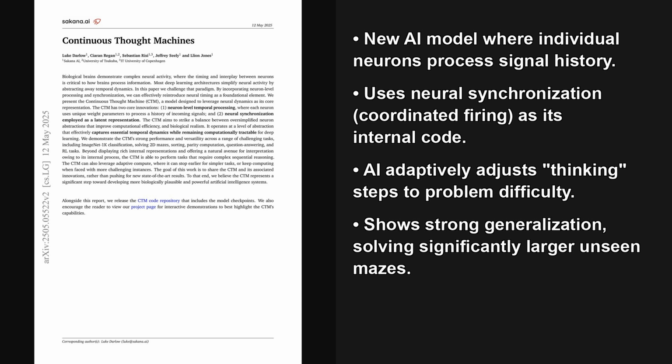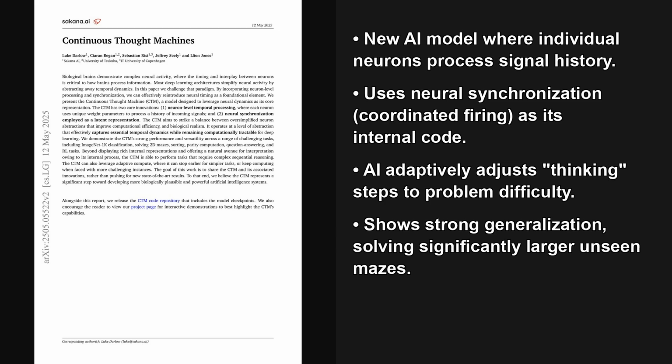I'm Alex, and today we're diving into a fascinating paper published on May 12th, 2025, titled Continuous Thought Machines. This work really challenges the way many current AI models operate by bringing back the crucial element of neural timing, something often simplified in deep learning.